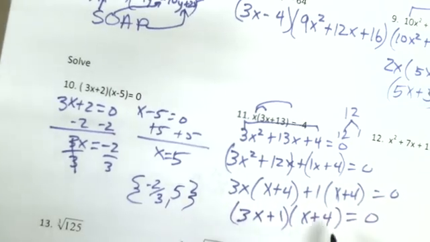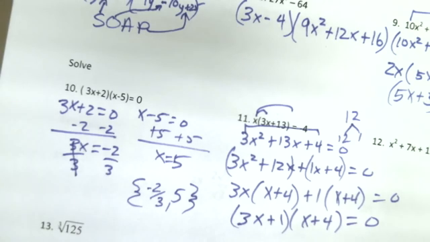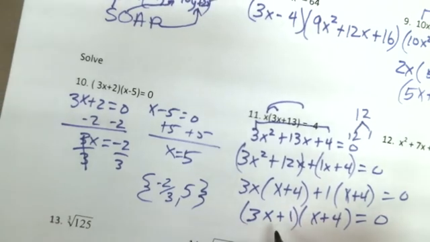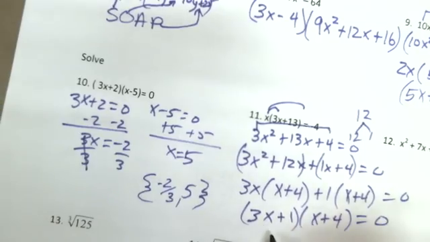And since it says equals 0, we're going to have to set each of those equal to 0. And when I set them equal to 0, I am going to get negative 1/3 and negative 4.